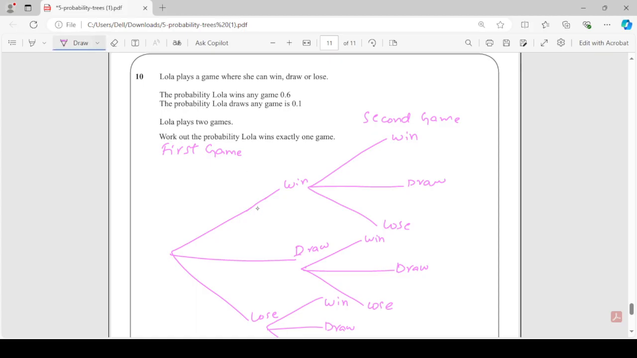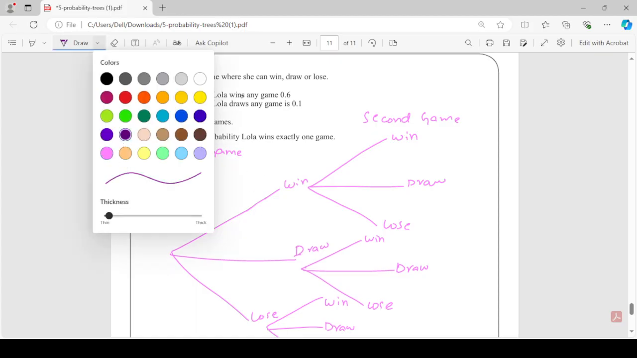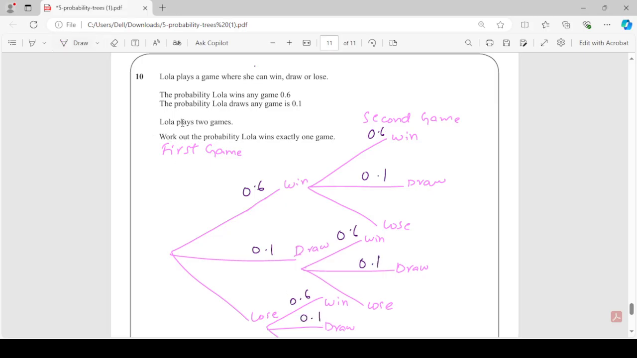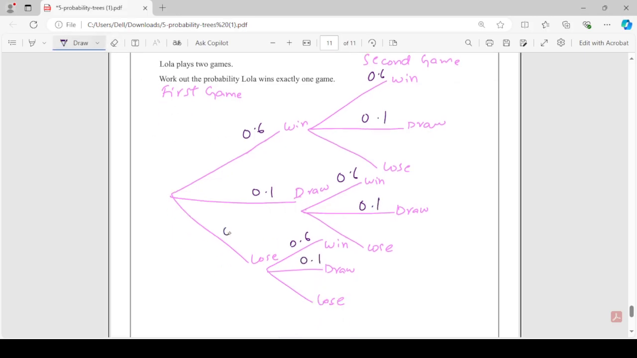So she wins any game is 0.6. She draws any game is 0.1. And she loses any game is 0.3. Plus it's 1 take away 0.6 and 0.1, which is 0.3.